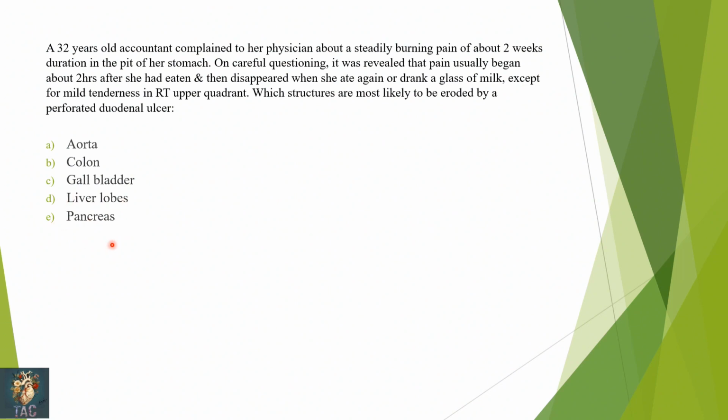So please remember the pancreas is present within the C formed by the duodenum, and it is the organ which seals off any perforation. So it is the first organ which will be affected and eroded by any perforation of the duodenal ulcer. So this is the answer.